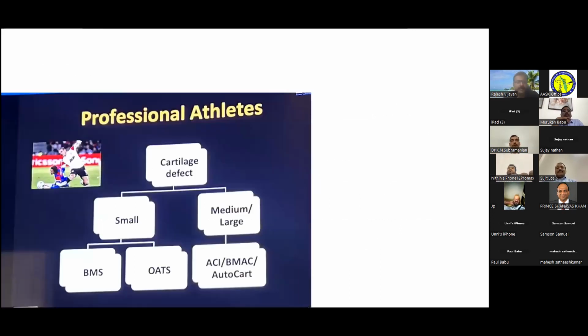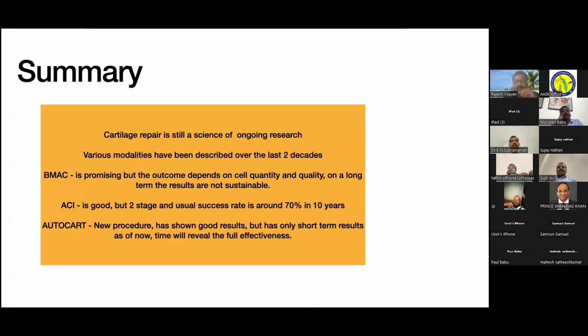Just to summarize, for professional athletes, a small defect means you go for GOATS, and a medium or large defect means you go for AASK or AutoCart. Just to summarize, cartilage repair is still a science of ongoing research.